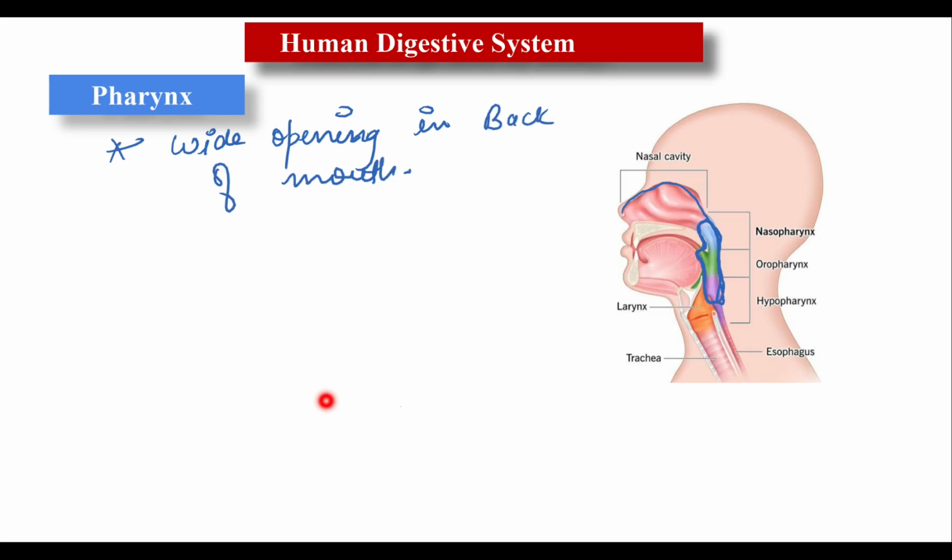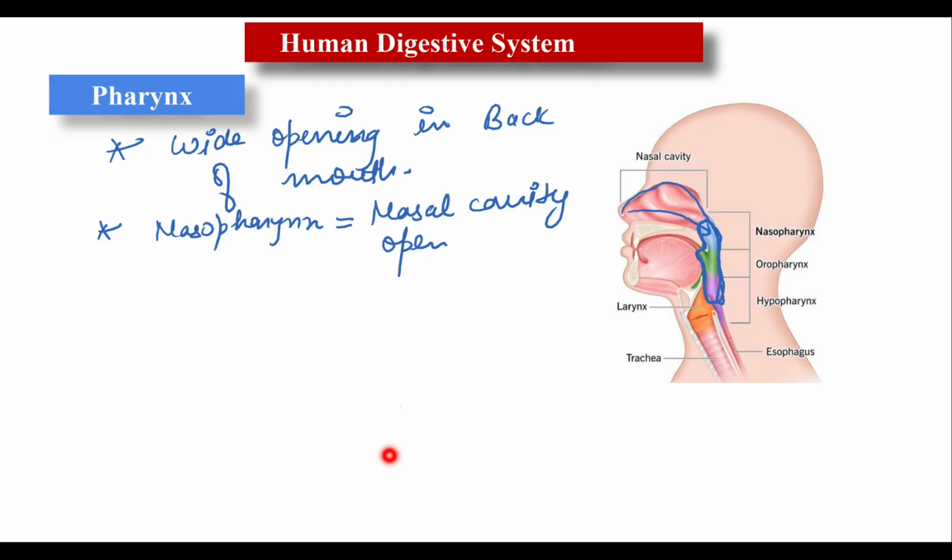Okay, and it consists of three parts. Which part, beta? Nasopharynx. Nasopharynx is the part where the nasal cavity opens, right? Okay, so it is the part of the pharynx where the nasal cavity opens.